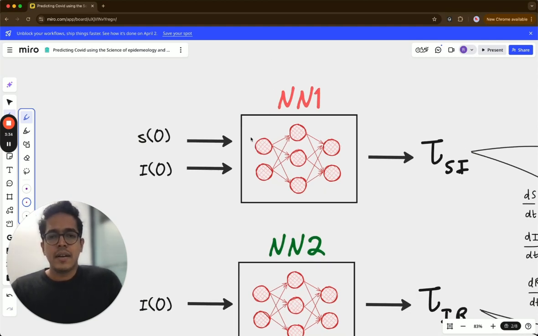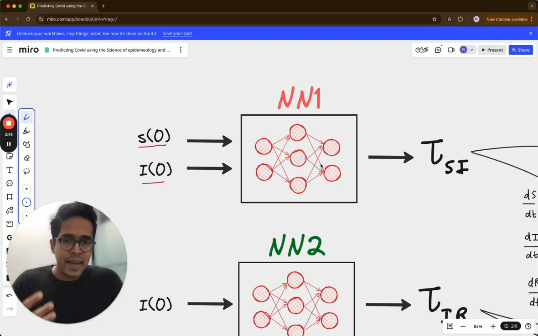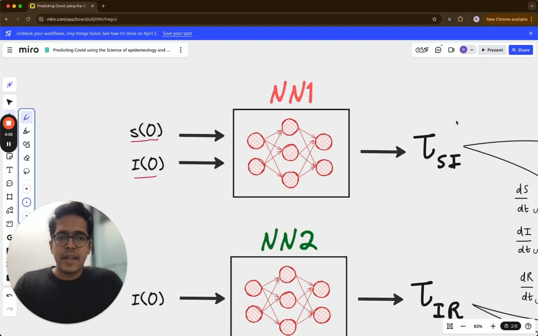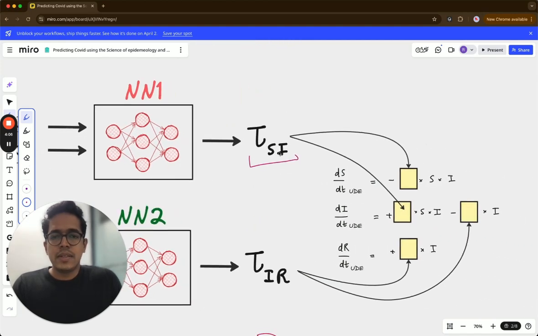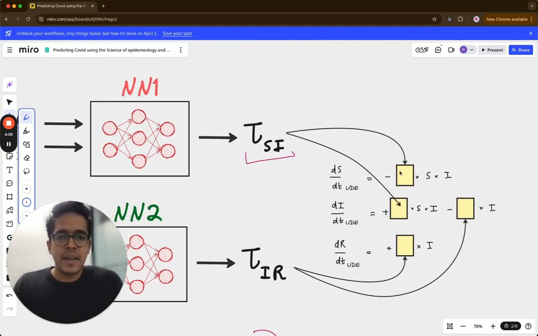So this is what we are doing. The neural network 1 has two inputs. Let's say we are starting at time t equal to 0. So we know the initial susceptible population and initial infected population. Let's say this neural network is undergoing training, or it's after training, it could be either. You pass the initial susceptible and infected population, and based on this input, the neural network will make a prediction. And this prediction is supposed to be tau SI. Now this neural network 1 is predicting this value, and we plug it in here, right? So this is tau SI, this is also tau SI.